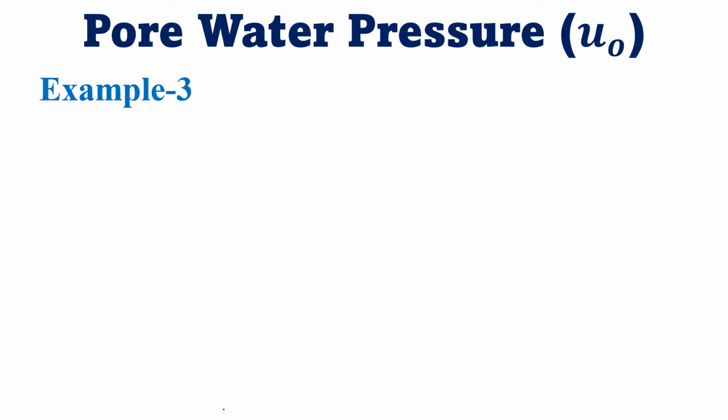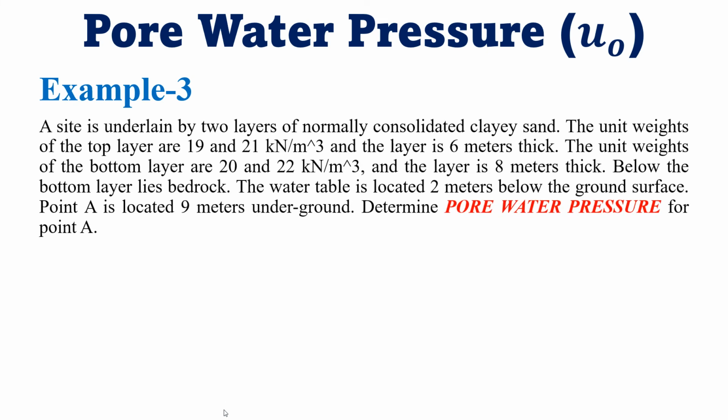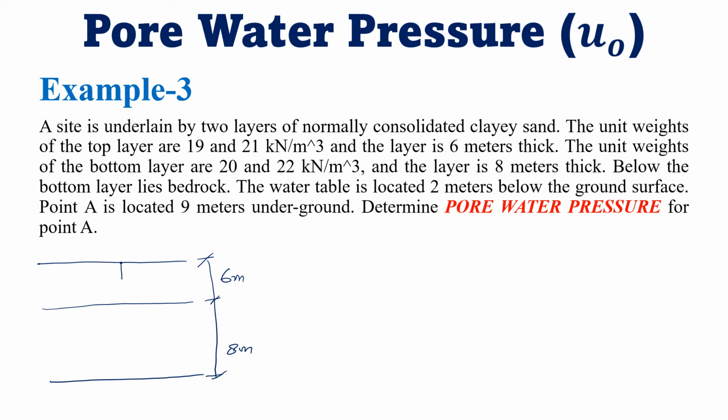This example 3 illustrates the calculation of pore water pressure. I have included the same question as we did in example 1. We can draw the profile by keeping in mind the previously given data as we did in question 1. This layer was 6 meters thick, this was 8 meters thick, and point A was located 9 meters below the surface of soil. This is point A. Pore water pressure is denoted by U, and naught means geostatic. We are just considering the geostatic condition, where the soil is not moving and there is no load on the soil surface.